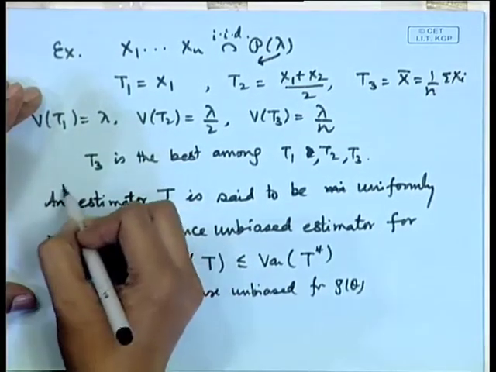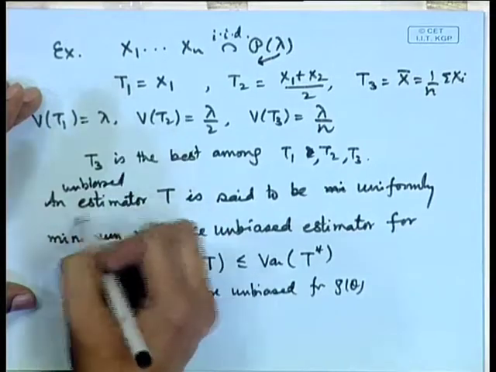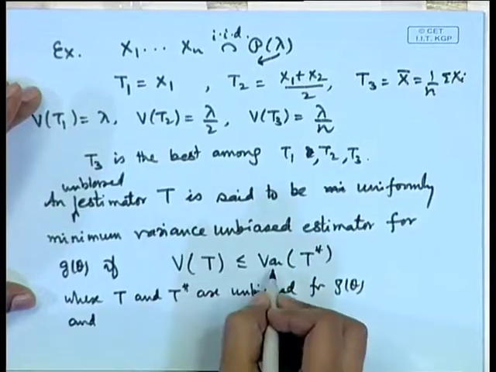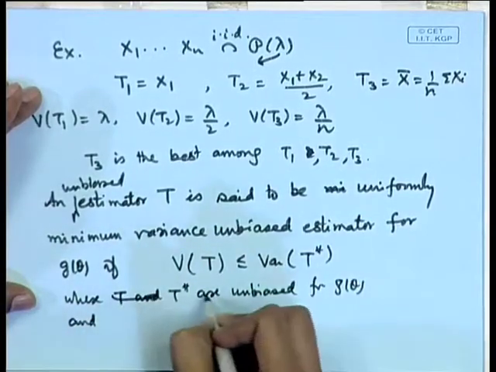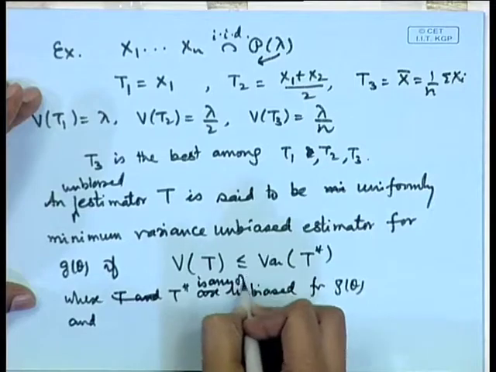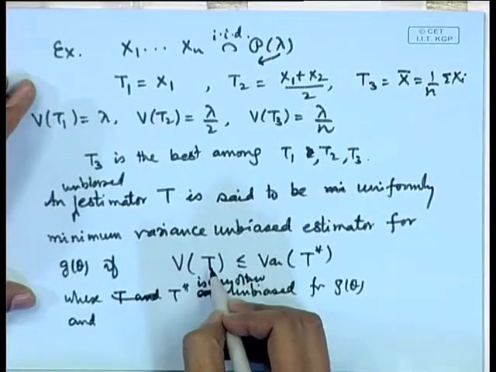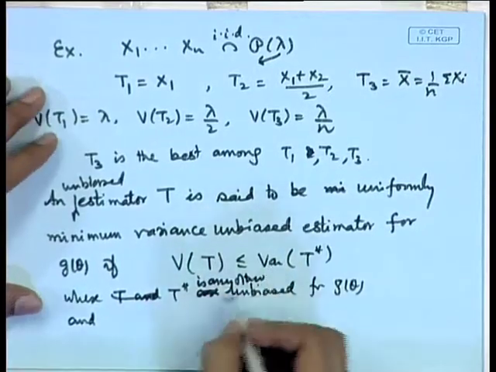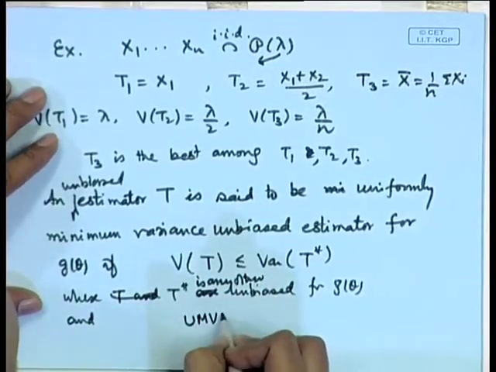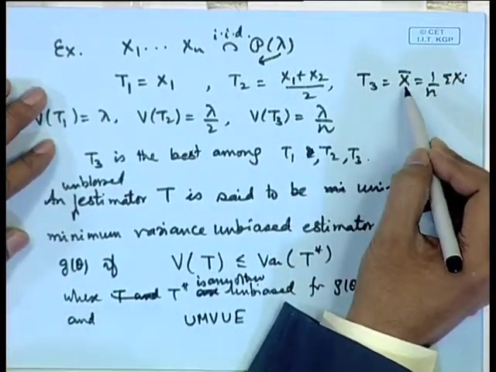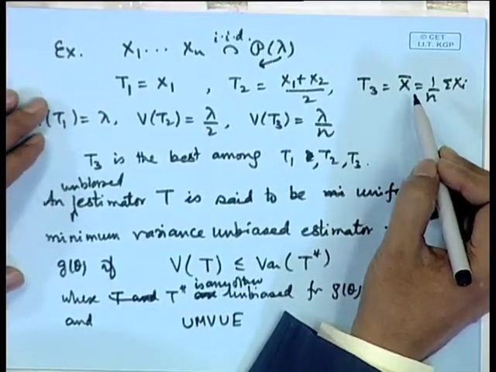So, an unbiased estimator T is said to be a uniformly minimum variance unbiased estimator for g(theta) if the variance of T is less than or equal to the variance of T star, where T star is any other unbiased estimator. So, for any other estimator, if the variance is smaller for T, then definitely it has the smallest. We use the terminology UMVUE. For example, in this case of Poisson distribution, X bar will be the uniformly minimum variance unbiased estimator.